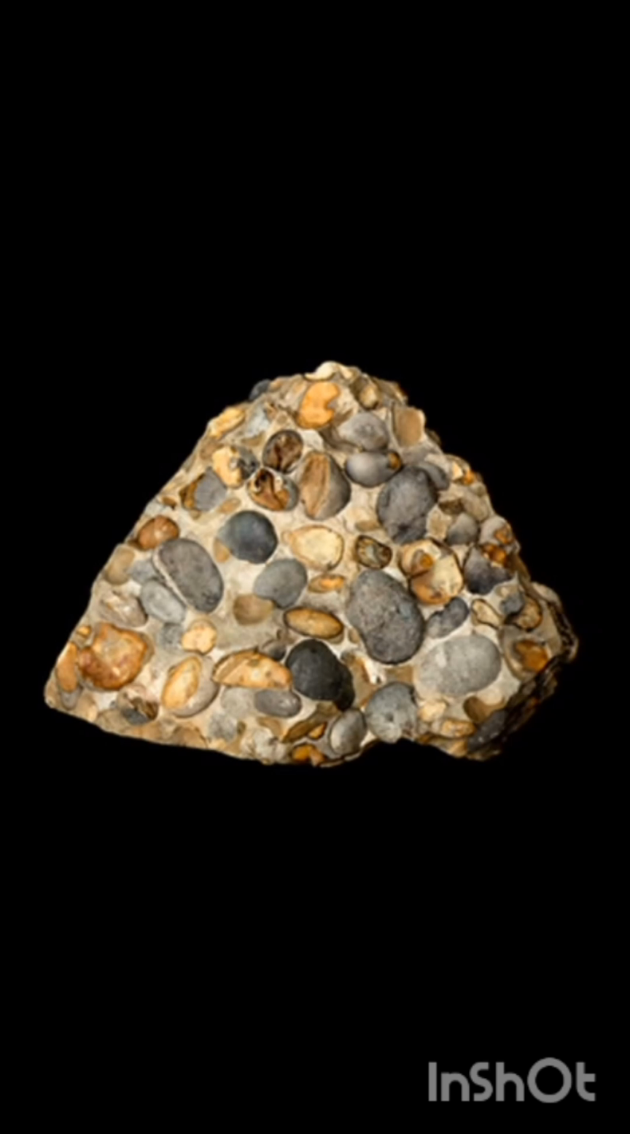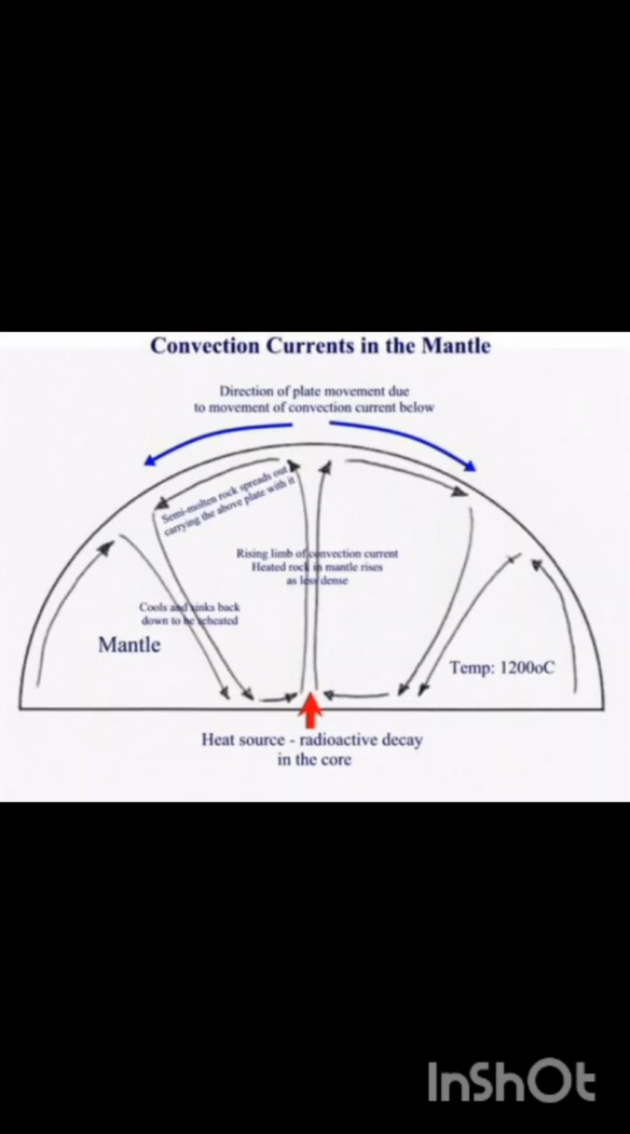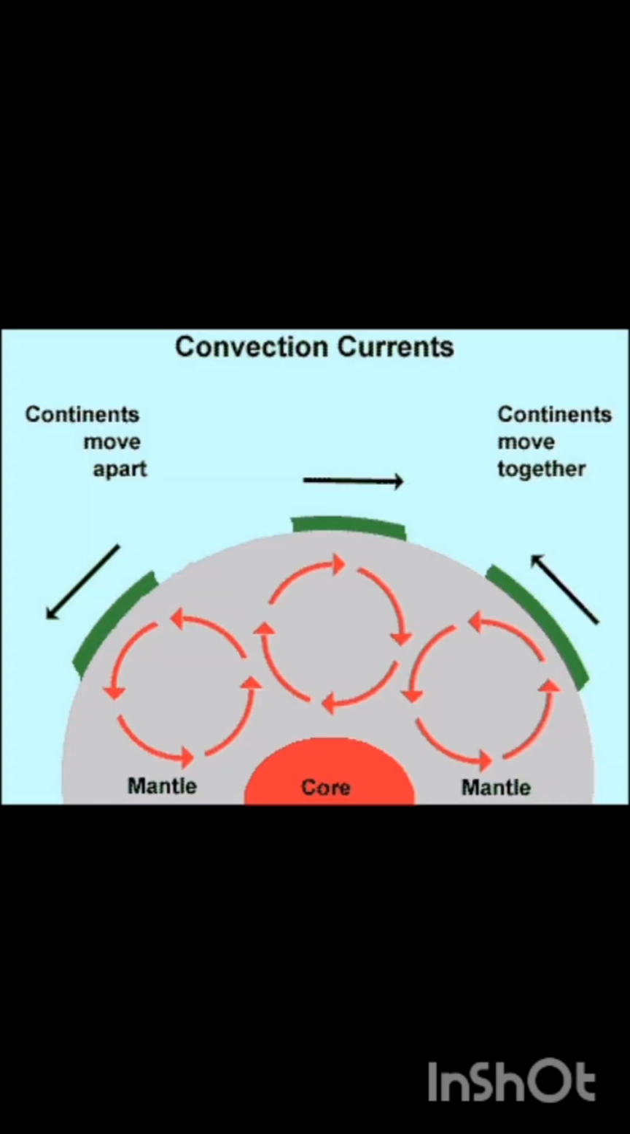Deltas we can see at the mouth of a river where it meets the ocean. There are also types of delta like bird's foot delta, arcuate delta, and so on.